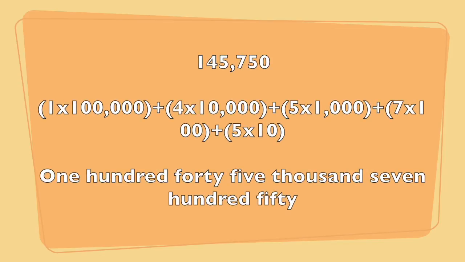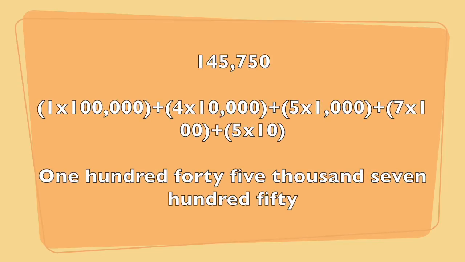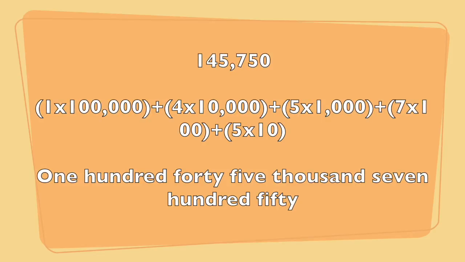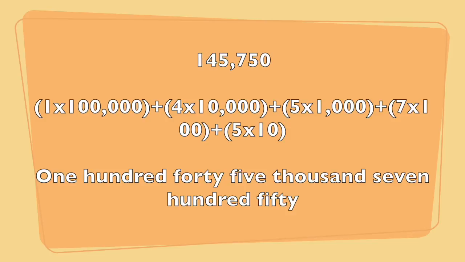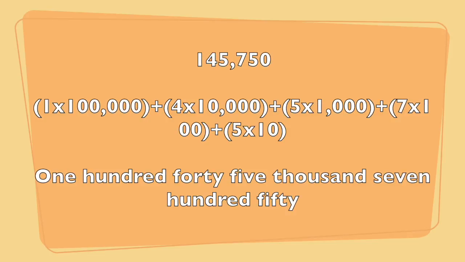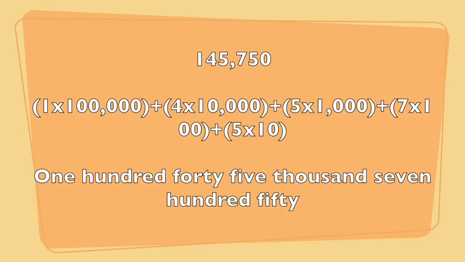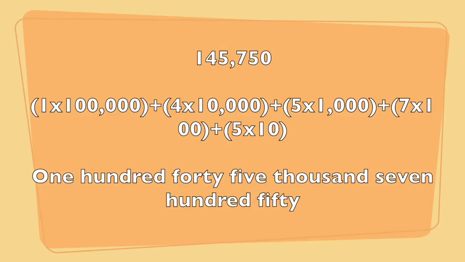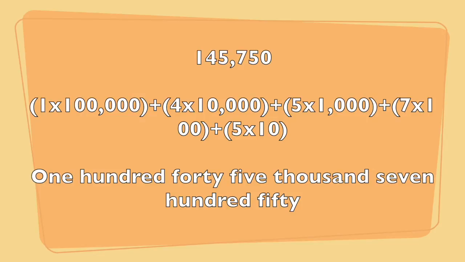We can also write this number out. The way we do this is by writing the numbers in between the commas. For example, we start by saying 145. Then we reach the comma, and we say the place value, 1,000. We then continue by saying we have 750. So our finished result is 145,750.